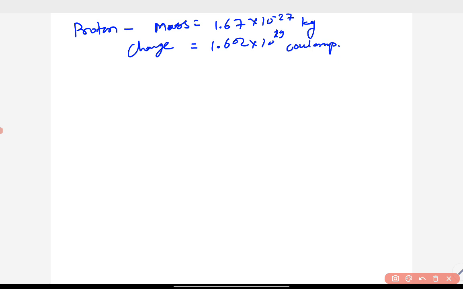And the neutron, you can note this down also by pausing the video. The mass of the neutron is 1.67 × 10^-27 kg. As both are located in the nucleus, the mass of the neutron and proton will be the same, and the charge on the neutron is nil.